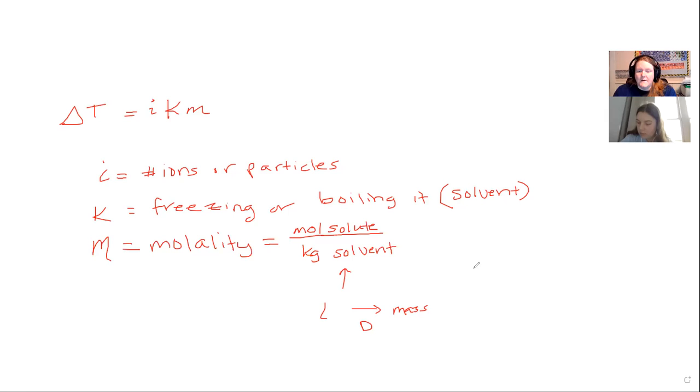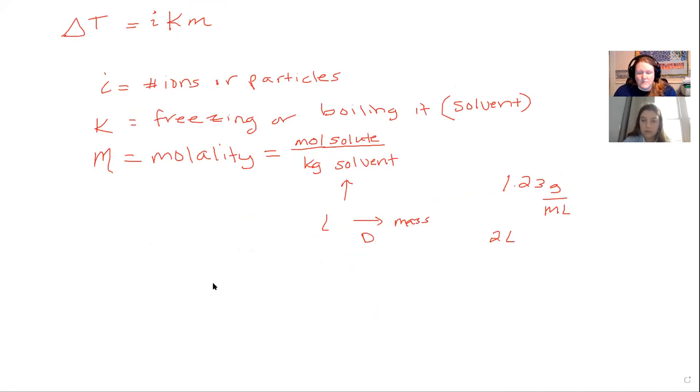So let's pretend I have a salt solution that has a density of 1.23 grams per milliliter, just for example. This would be something that comes from the problem. And let's say I have 2 liters of it. Okay. I'm going to make this go up so I can keep writing. Okay. So to solve this problem, first I have to figure out how much solvent we have. And I said this is the density of the salt water, right? It's not quite the density of the solvent.